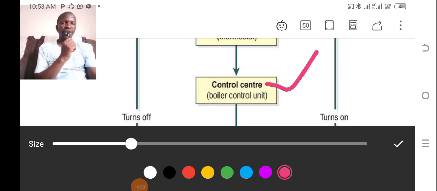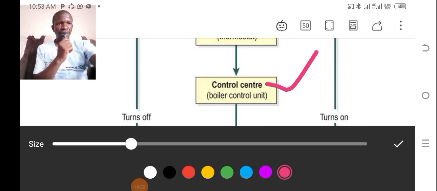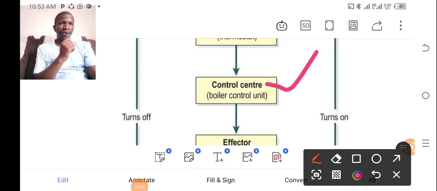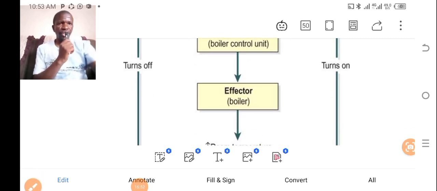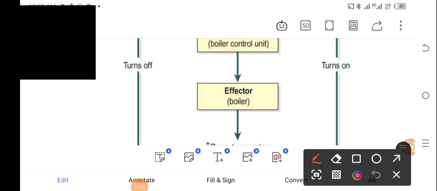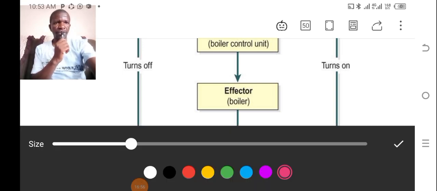So this is our control center. In this case, the control center is the boiler control unit, right? The control center is going to reverse the high temperatures. You see that the arrow is pointing downwards to the effector. The effector is the one that is going to implement the changes, as you can see.